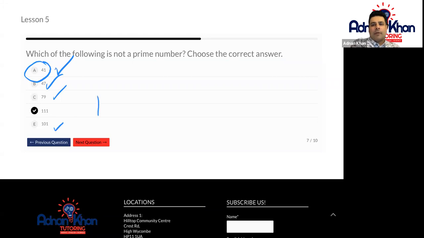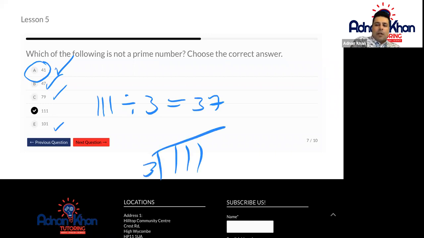But if you did 111, if we were to divide that by 3, that gives us 37. So let's divide that by 3. 3 goes into 11 3 times, because 3 times 3 is 9. Remainder 2. How many times can 3 go into 21? 7 times. That means this is not a prime number, whereas the other numbers are prime numbers.